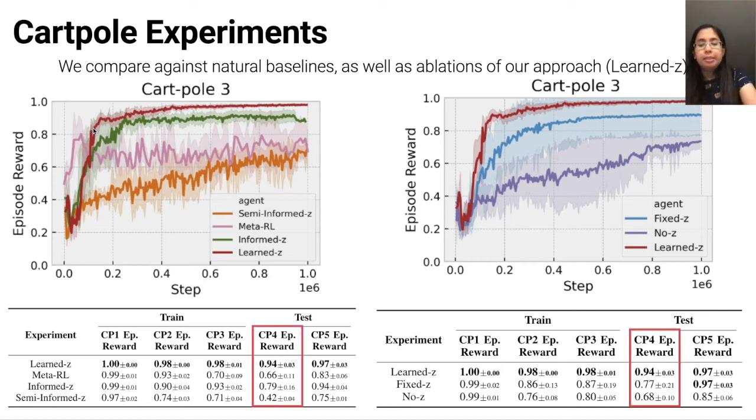Next, on test systems, what we observe is that on CP4, there is a significant improvement when using our approach, learn Z, versus other approaches from literature, showing that such a learned robot embedding is actually able to generalize to out-of-distribution cart poles much better than using other approaches from literature, such as informed Z, which is a baseline which takes the dynamics parameters explicitly as input when learning the latent embedding.